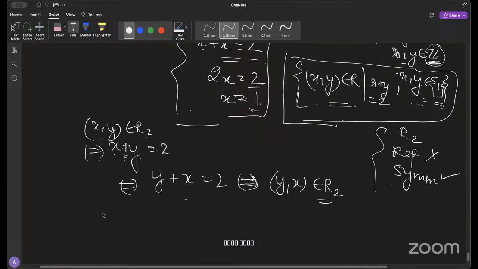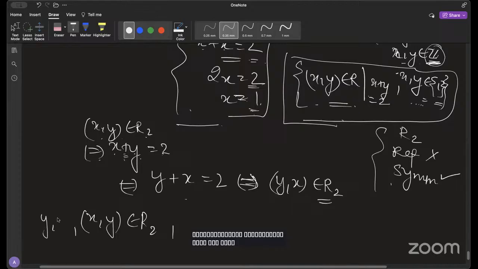And then the last part is for transitivity, where you say that (x, y) is in R2, and let's take (y, z) here. So both (y, z) and (x, y) are in R2, and you have to check if (x, z) is in R2.